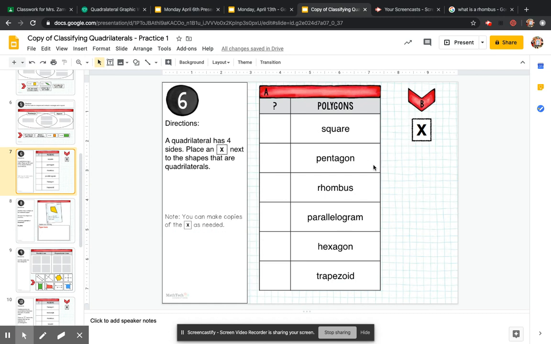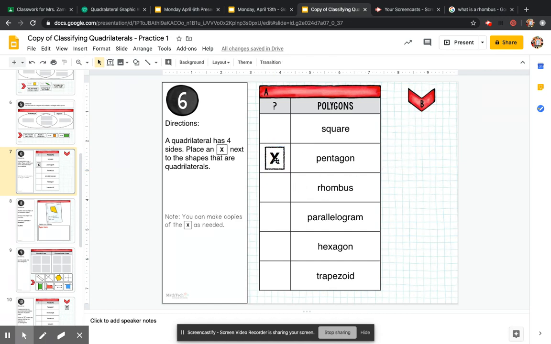All right, on this slide you're just going to simply grab this X and drag it over and place it next to the ones that are quadrilaterals, okay? This says a quadrilateral has 4 sides. Place an X next to the shapes that are quadrilaterals. So if you think a pentagon is a quadrilateral, you're going to click and drag.